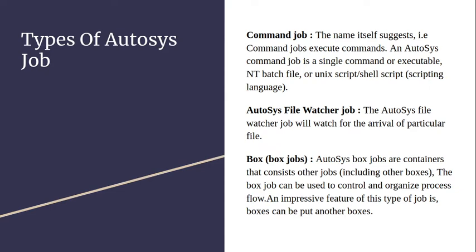So basically here, Autosys boxes are containers which can contain another job inside it, or you can say it can also contain other boxes inside it. So it is a container that consists of other jobs, including other boxes. The box job can be used to control and organize process flow. An impressive feature of this type of job is that a box can be put into another box. So it is an important job type.